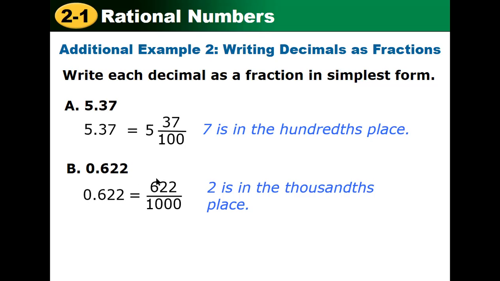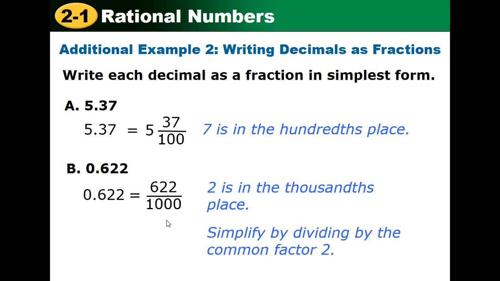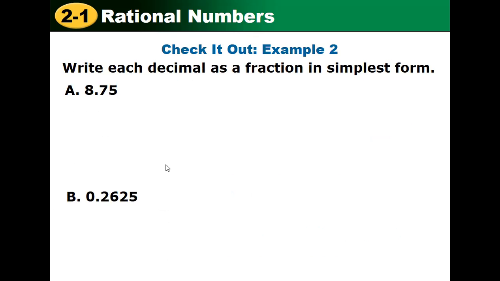But this number now is not relatively prime. Then we have to simplify. Once we simplify, we will divide both by 2. Then it will be 311 over 500. Try to do this one by yourself, please.